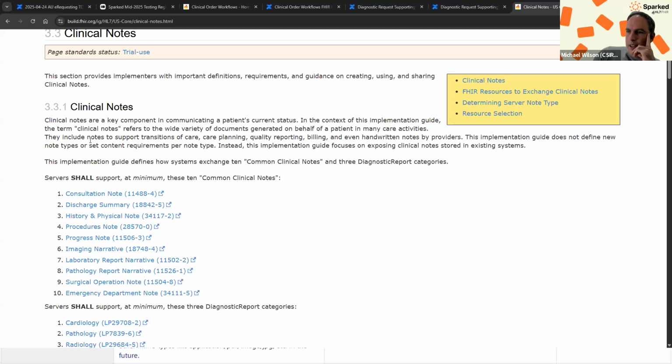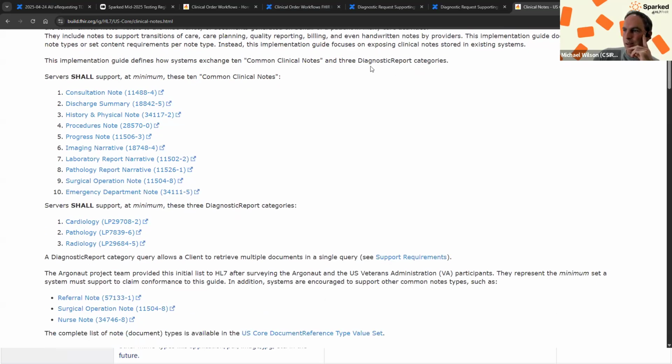So this implementation guide says clinical note refers to a wide variety of documents generated on behalf of a patient in many care activities. They include notes to support transitions of care, care planning, quality reporting, billing, and even handwritten notes for providers. And then this implementation guide defines how systems exchange common clinical notes and diagnostic reports. So this talks all about the relationship with diagnostic reports as well. It talks about the different types of clinical notes that they might have in US Core.